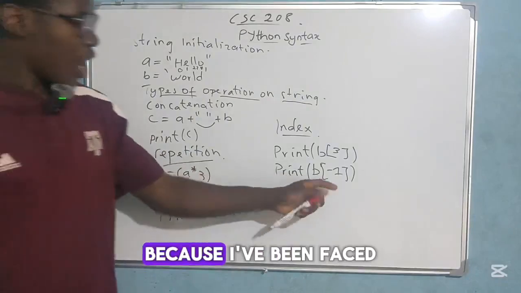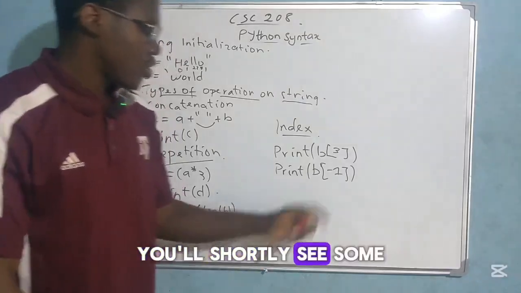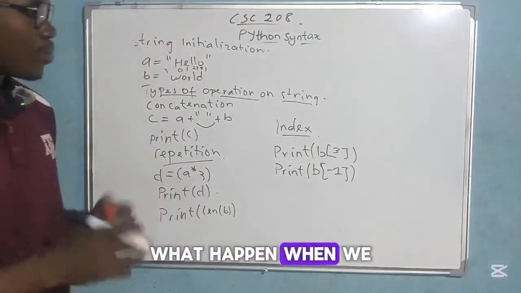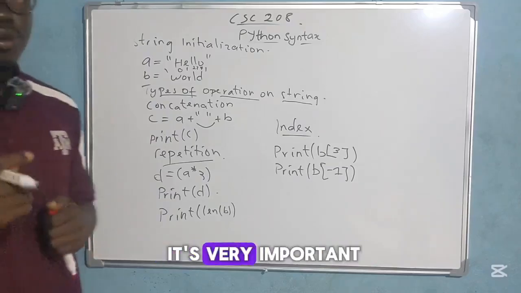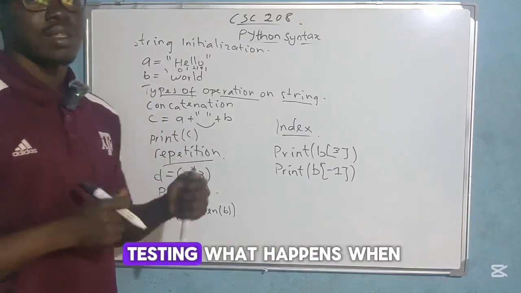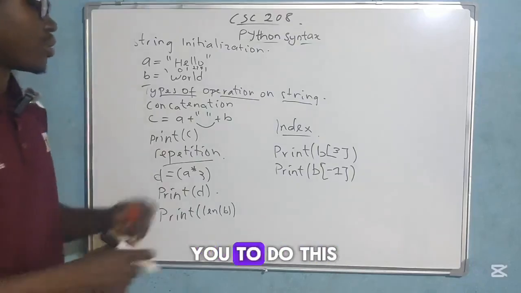Because I've been faced with some things like that. If you go through your past questions, you'll surely see some issues like that. So it's important for you to note the difference. What happens when we print 0, when we print -1, -2, -3, when we go out of bound. That's why it's very important when you're learning programming that you need to be writing code every time. You need to be testing. What happens when I change this? It's very important for you to do those type of things.